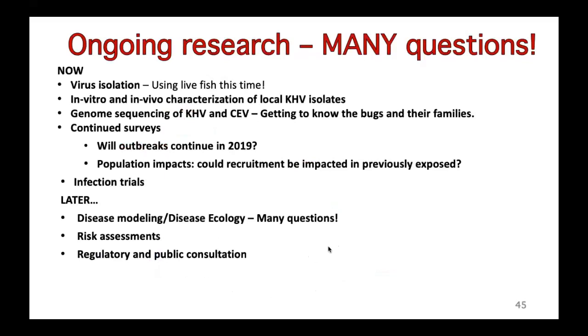Moving on from there, we'll want to characterize the isolates that we find using in vitro and in vivo disease trials. So we can learn more about whether they seem very virulent or whether there's some that aren't as virulent as others, and we can pick out particular candidate strains that we can move on to do genome sequencing with, which will let us look at the molecular genetic underpinnings for why certain strains are more virulent than others. We'll also continue surveys.